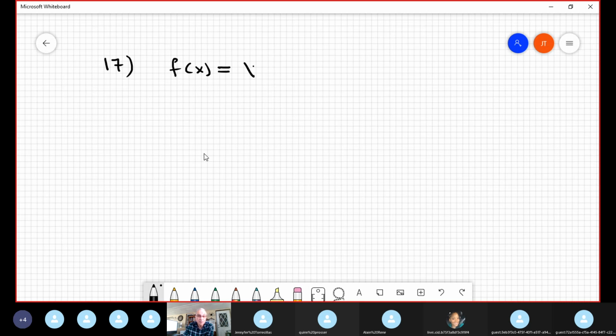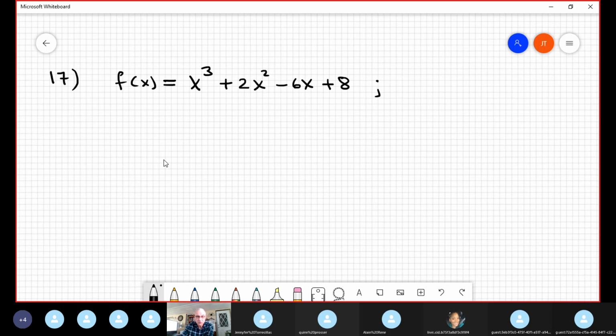So f of x is equal to x to the third power plus 2x to the second power minus 6x plus 8. You need to prove somehow whether the factor x plus 4 belongs or not to the polynomial. I want to explain two different ways. Either way is good. Okay, one way is using synthetic division.